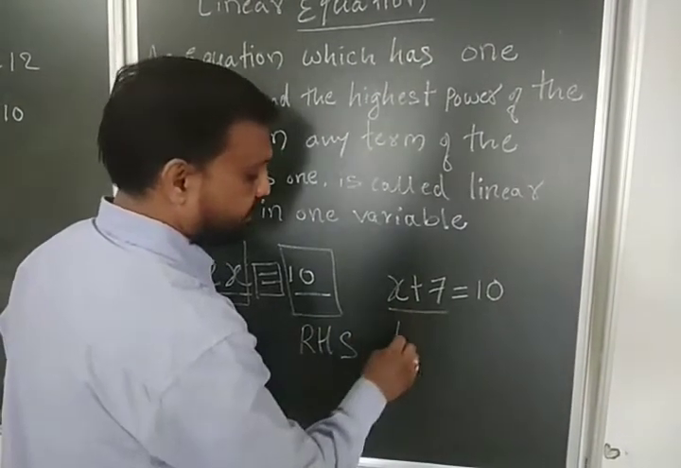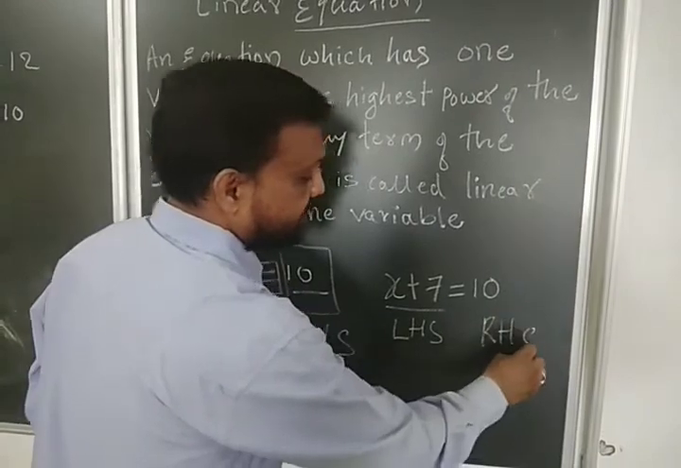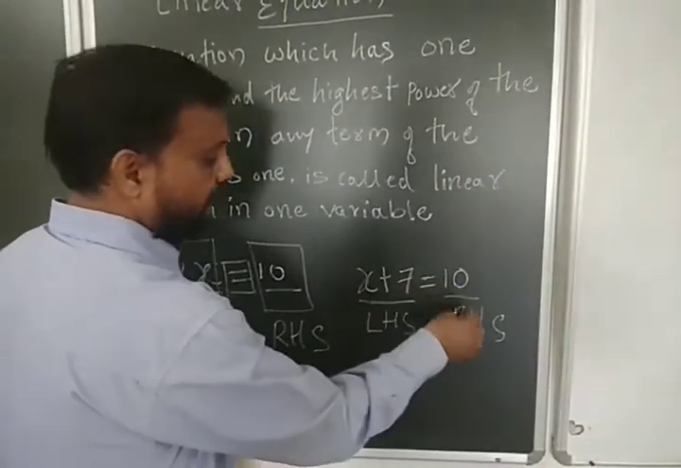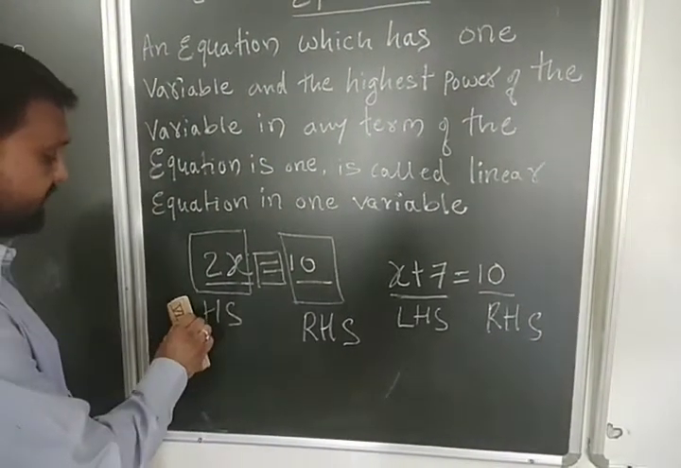This is LHS, left hand side, and this is RHS, right hand side. If you solve this both, we will get the same answer. LHS is equal to RHS. This is called the equation. Now how to solve the equation? We will see some examples.